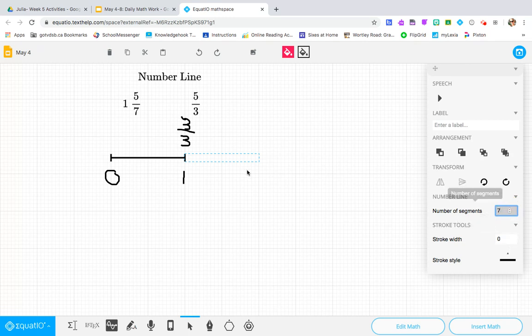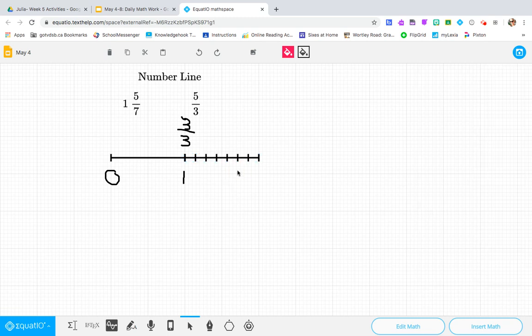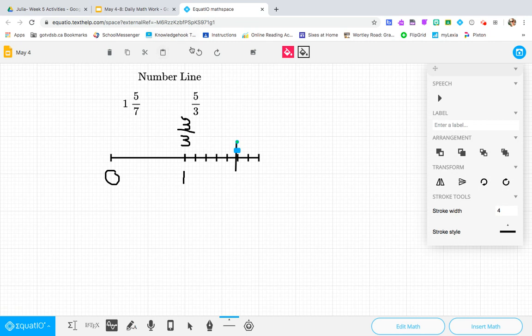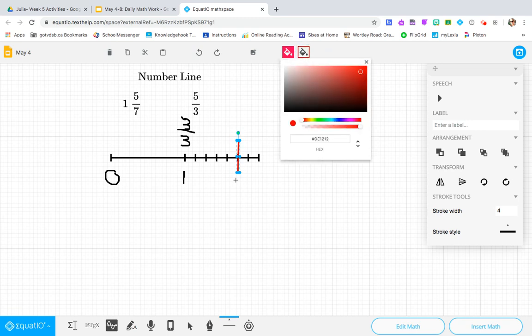And we are going to undo that. There we go. Into sevenths, and then we're going to go ahead and count our 1, 2, 3, 4, 5. 5/7, and let's put our line on there to show where the 1 and 5/7 is. I'm a little bit off there, so let's just drag it over a little bit. Okay, so let's color that line so we can, again, make it easy to see. Red is just fine. And we'll label that with our pen 1 and 5/7.